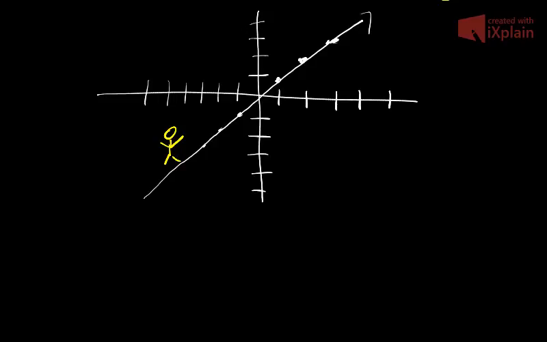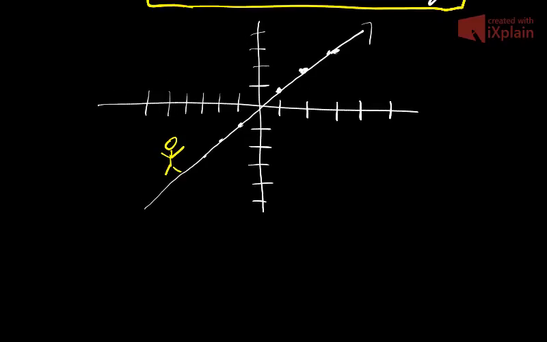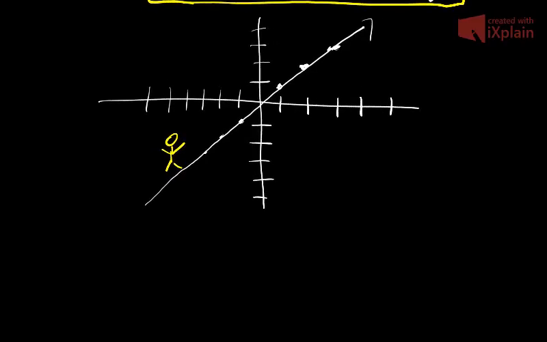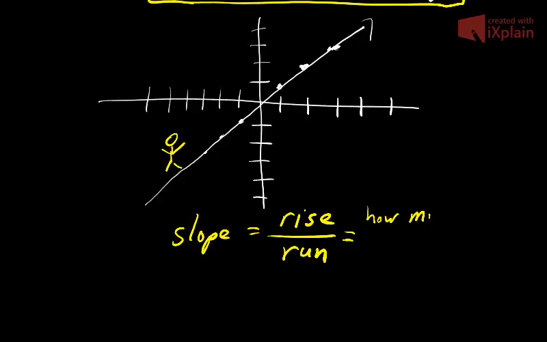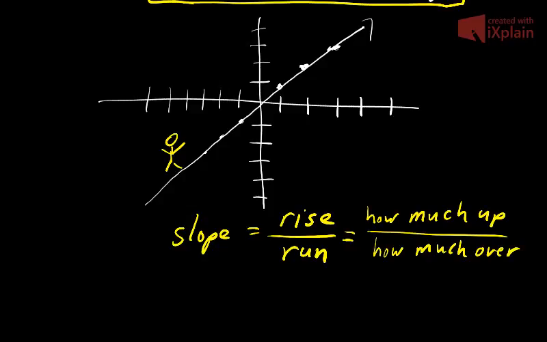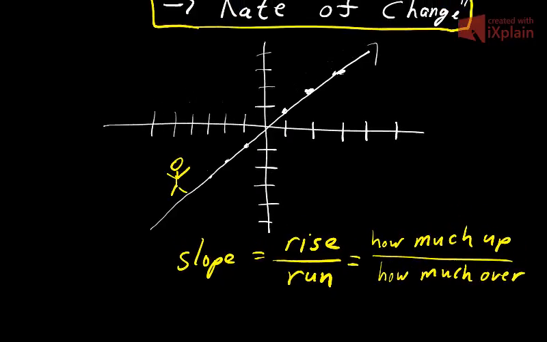If we're looking at this and we want to find the actual slope, the way we're going to find our rate of change is that our slope is going to be equal to rise over run. So our slope is equal to rise over run. And what that means is how much up divided by how much over.